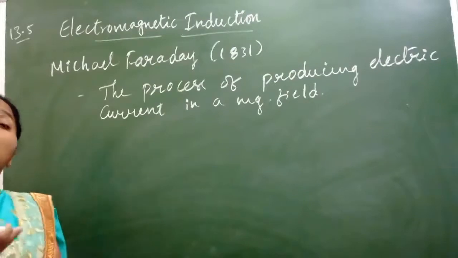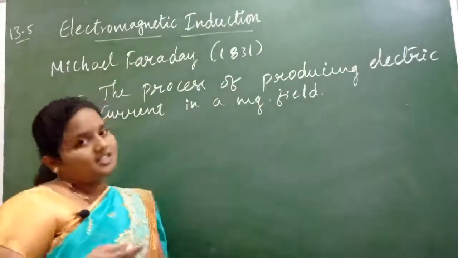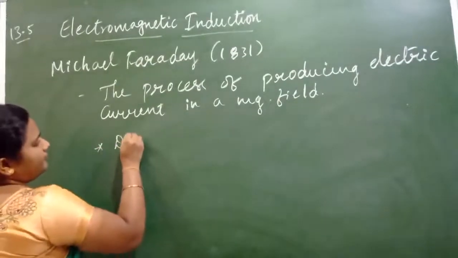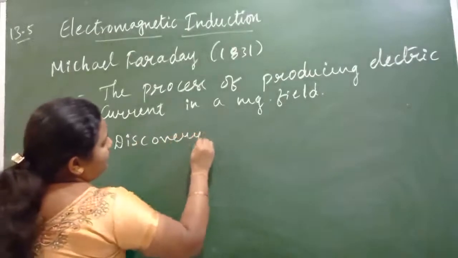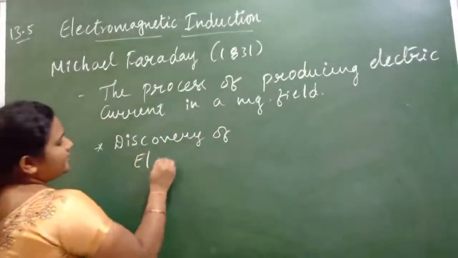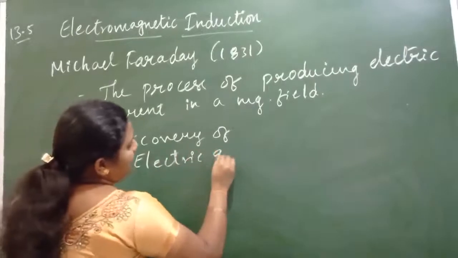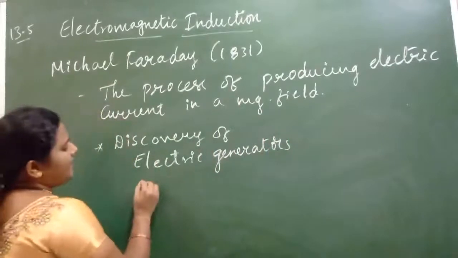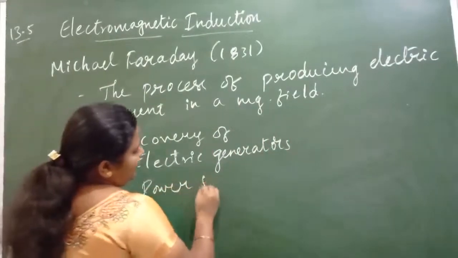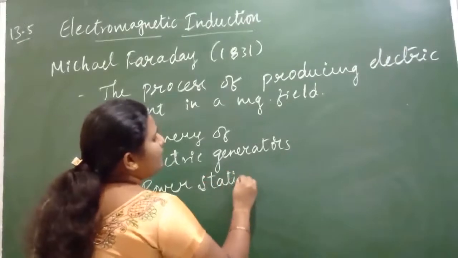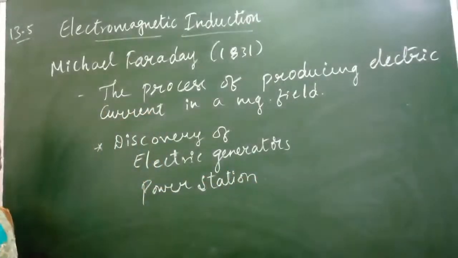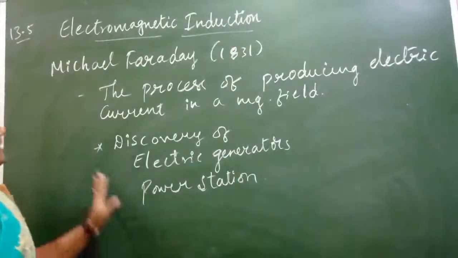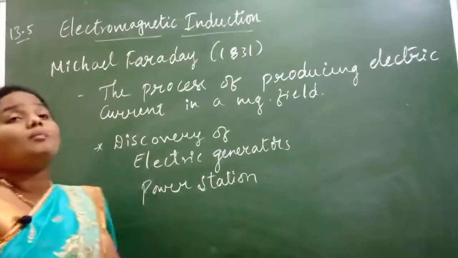Especially, children, power generation in the thermal stations is achieved with this. It has led to the discovery of electric generators in order to produce current at power stations, isn't it, children? With this, we are going to produce an electric current in the power station with the help of a generator, children. So, how can we achieve this electromagnetic induction?